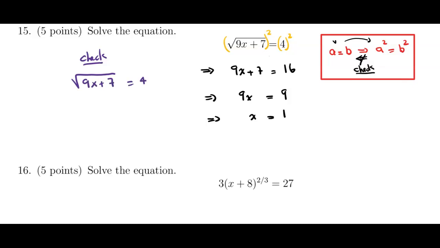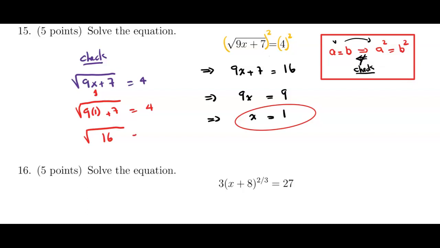So how can I check it? You just take this number and plug it in here. So 1 into the x, and this gives you radical 9 times 1 plus 7 equals 4. You are trying to figure out whether this is a true statement or not. So 9 times 1 is 9, plus 7 is 16. Is radical 16 equal to 4? This is the big question, and this is true.